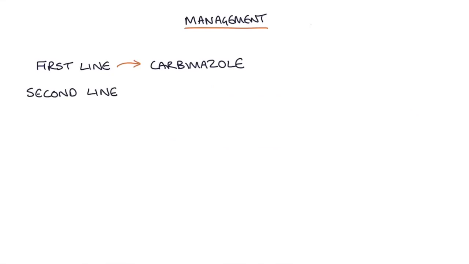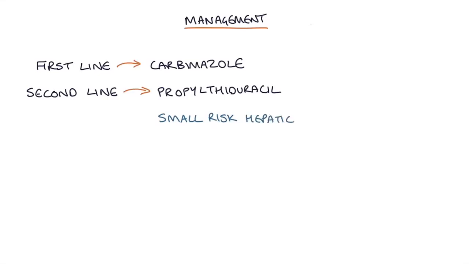Second line treatment for hyperthyroidism is propylthiouracil, and this is used in a very similar way to carbimazole, but there's a small risk of severe hepatic or liver reactions, and these reactions can be severe enough to cause death, which is why carbimazole is the preferred option.